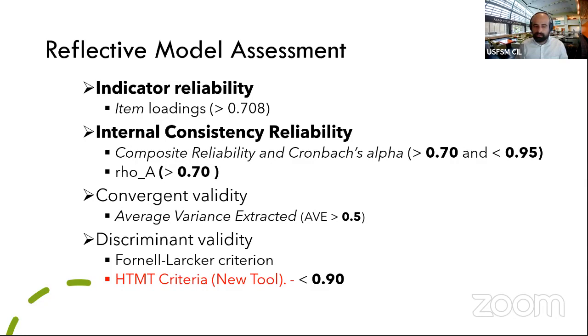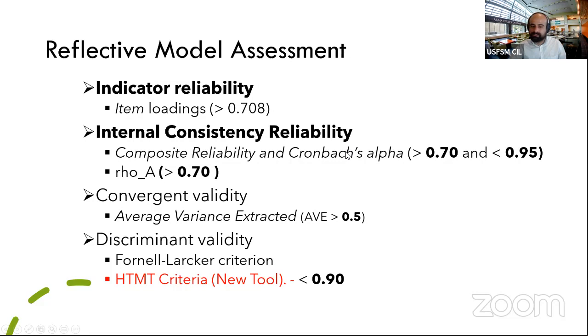Both the values should be higher than 0.7, but they should be lower than 0.95. I'll explain later why it is important that they should be lower than 0.95. And now there's a recent measure, which is called rho A. It's also one type of alpha. You should also report this one because it's the new one. The reason is that, according to research, Cronbach alpha is a very conservative measure of reliability, which means it underreports the results.